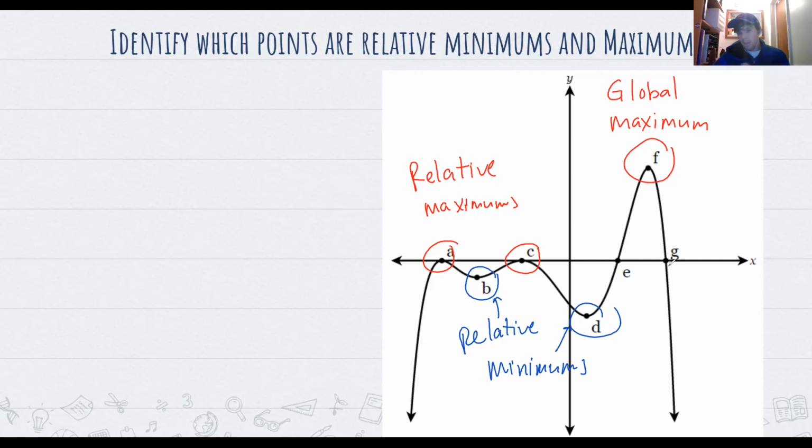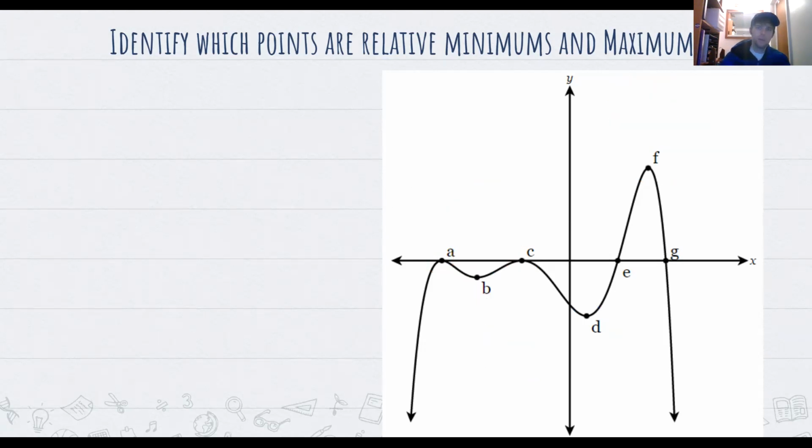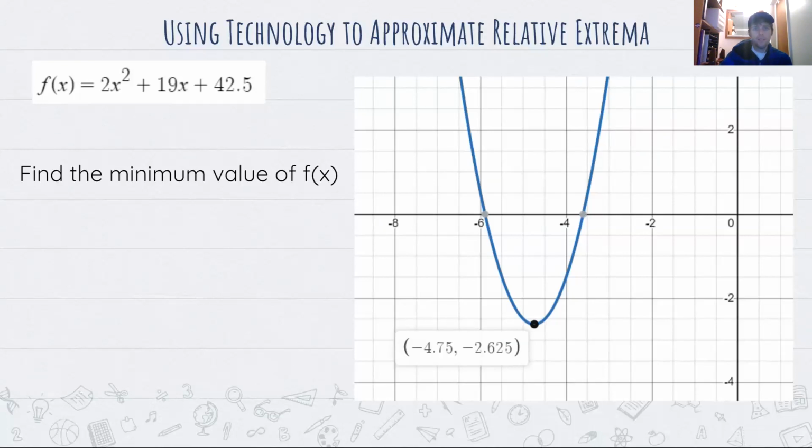And again, we have a couple other special points here. Again, these are x-intercepts, though they aren't minimums or maximums. Let's go ahead and move forward. All right, so here is an example of using Desmos to approximate these values. So I went ahead and plugged this into the Desmos graphing calculator, and we got this point right here.